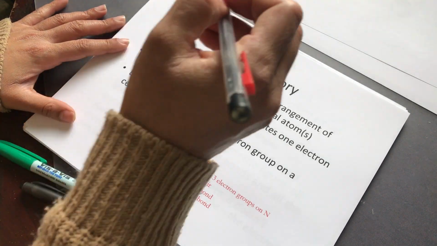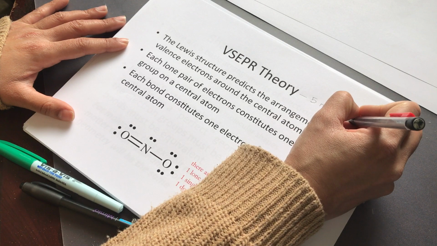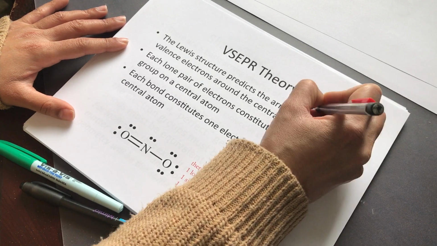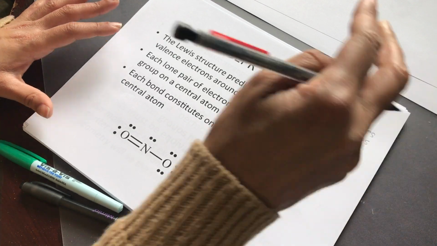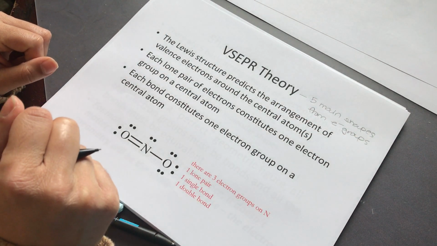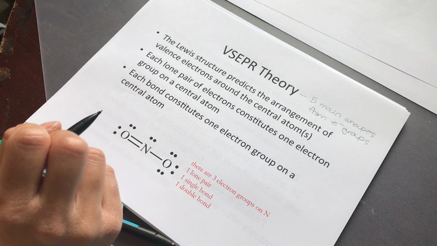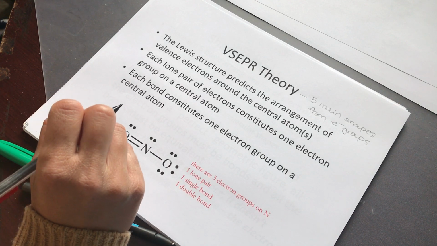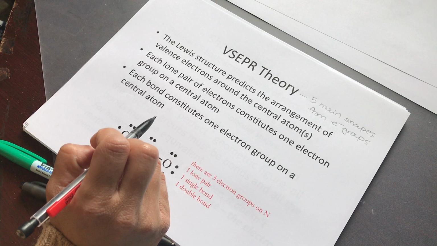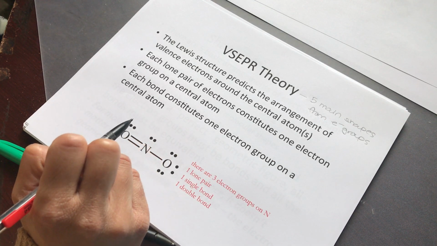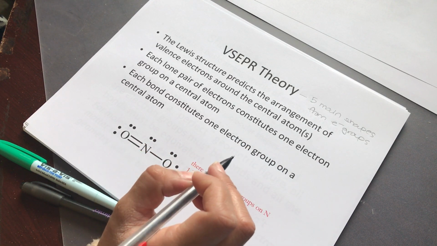For the first part of VSEPR theory, we're going to look at the 5 main electron groups. So we're only looking at the total amount of electron groups we have around the central atom and how that's going to affect the shape. The Lewis structure predicts the arrangement of valence electrons around the central atom, or atoms, if we have more than one. Each lone pair of electrons constitutes one electron group in a central atom, and each bond constitutes one electron group in a central atom.